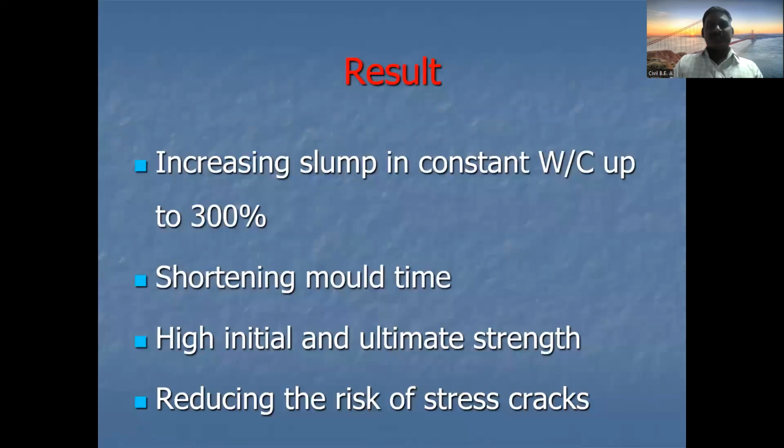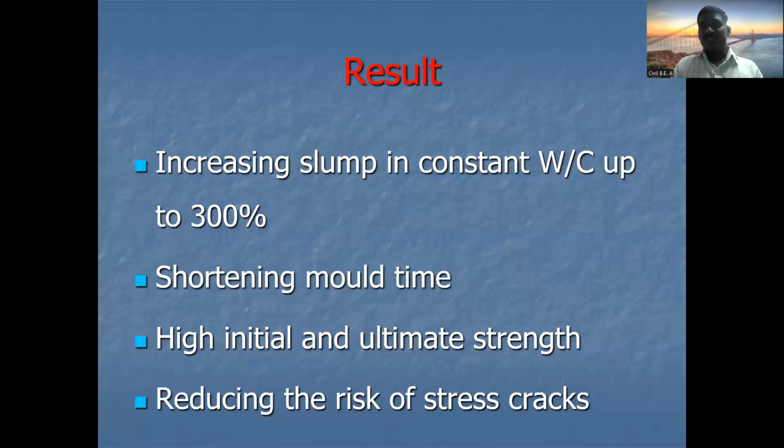So what results are to be observed when we use accelerating admixtures in the concrete? The result is an increase in the slump, at a constant water-cement ratio, of up to 300%. So that is a very good advantage of this accelerated admixture: increasing slump at a constant water-cement ratio up to 300%.